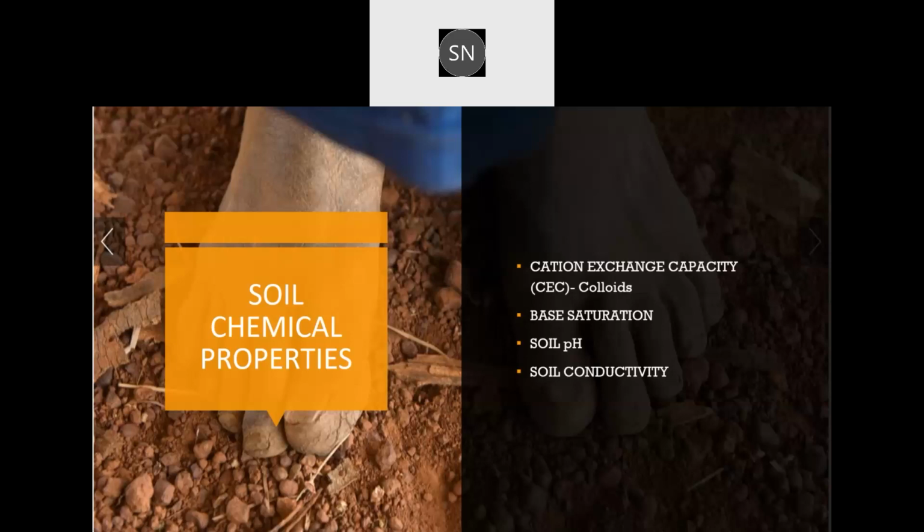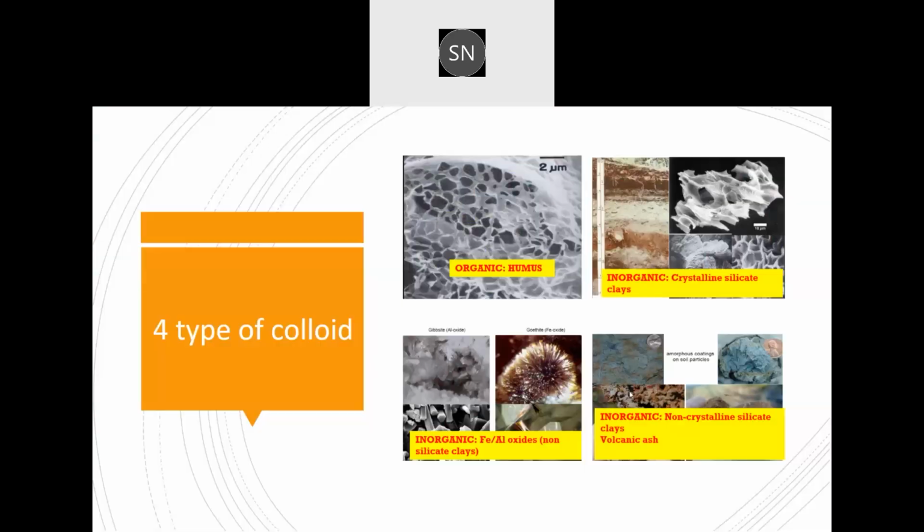Remember, we have four types of colloid. You see it here? Yes, we have four types of colloids. In organic soil, we call it humus. The others are clay, simply clay, but three types of clays. That is crystalline silicate clay, volcanic ash, as well as non-silicate clays, either ferrum or aluminum oxides.